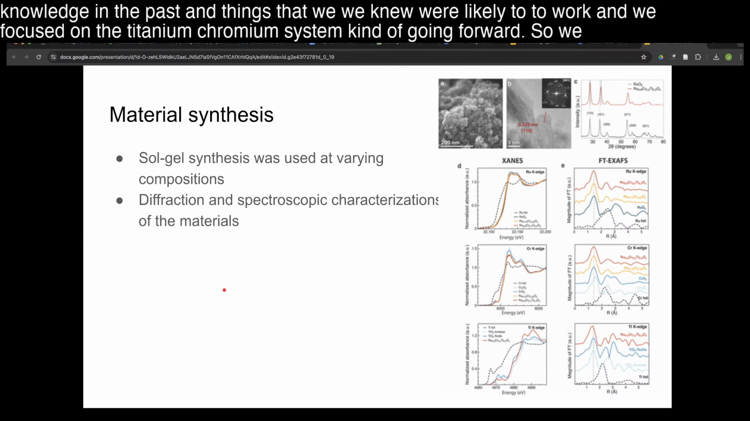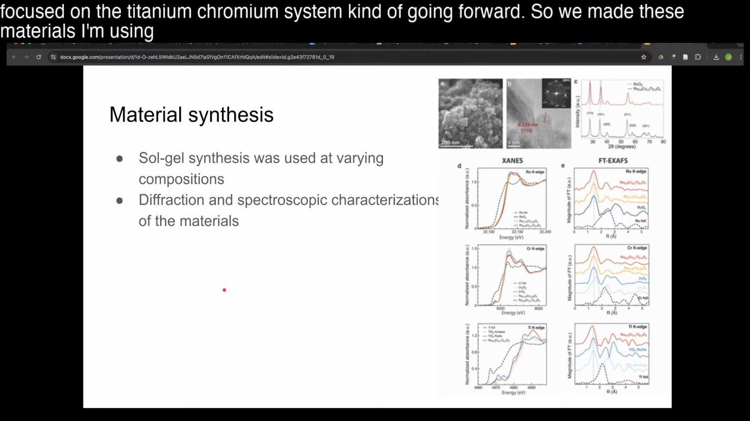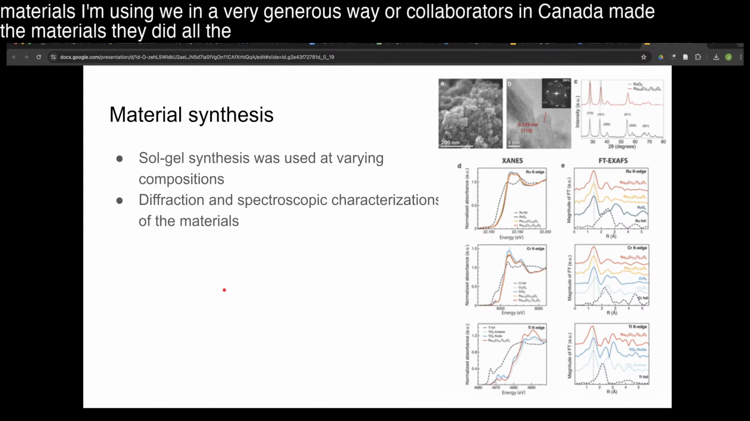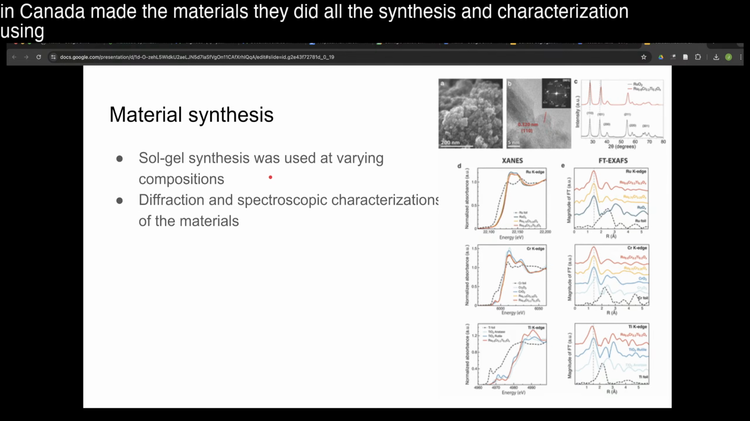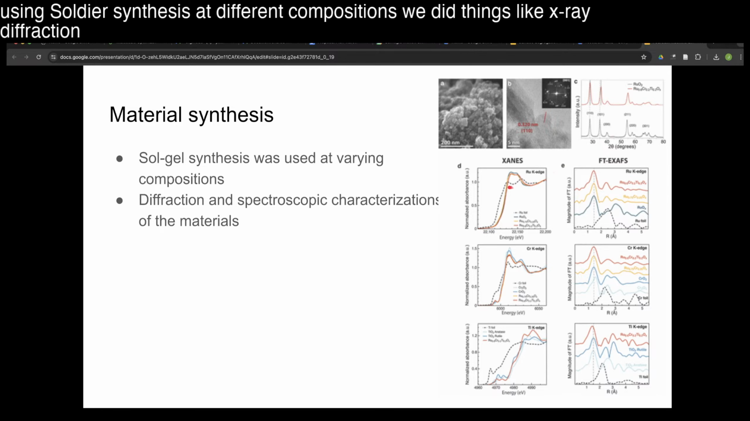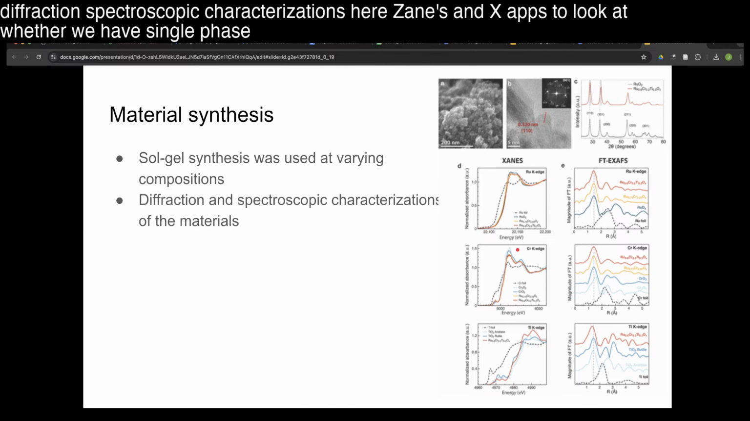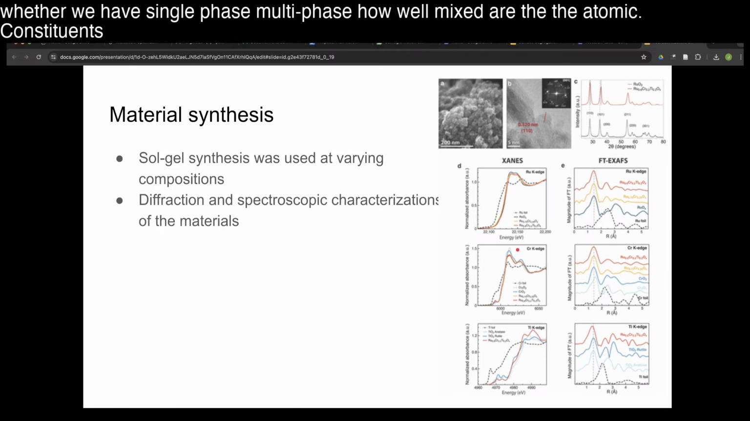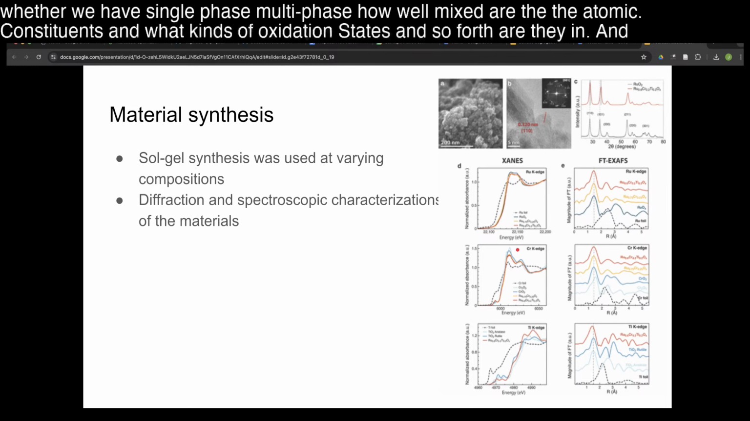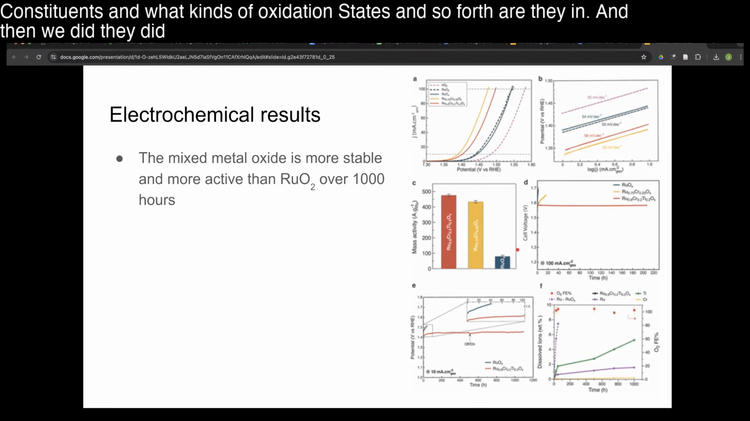So we made these materials. I'm using we in a very generous way. Our collaborators in Canada made the materials. They did all the synthesis and characterization using sol-gel synthesis at different compositions. We did things like X-ray diffraction, spectroscopic characterizations, here XANES and XAFS, to look at whether we have single phase, multi-phase, how well mixed are the atomic constituents, and what kinds of oxidation states and so forth are they in. And then they did a bunch of electrochemical tests as well.